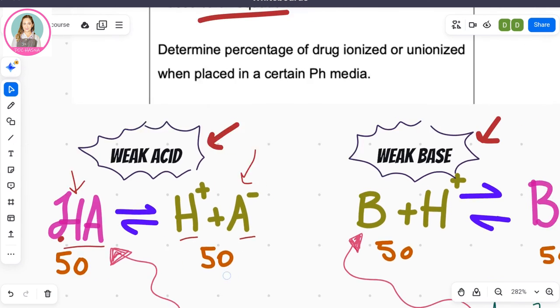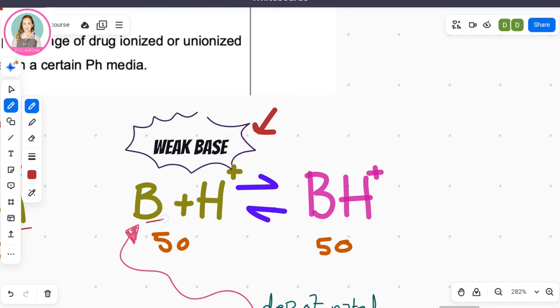Now coming to a weak base: similarly, when a base meets an H positive, it becomes a protonated base. This is the weak base formula. Whenever a base is put into a medium, it dissociates and its forms exist 50-50. You should know the basic formula of a base and an acid when they're in liquid form, when they break off. So now we know 50-50. Now, which form is uncharged? This side of the equation is uncharged; the deprotonated form of the base is uncharged, or unionized.